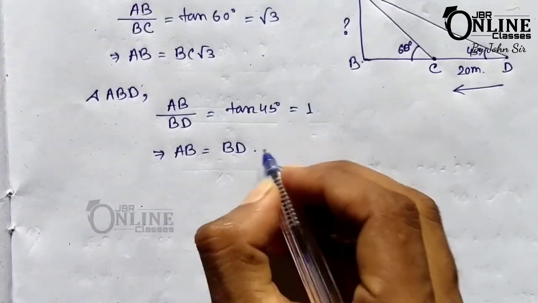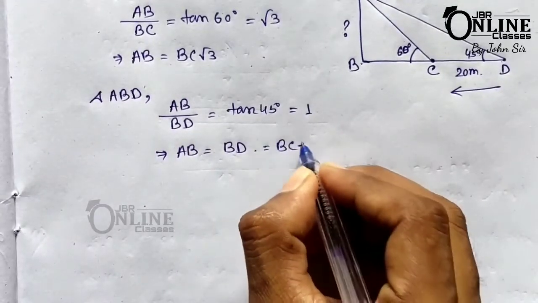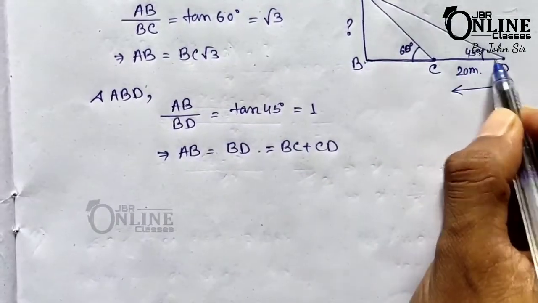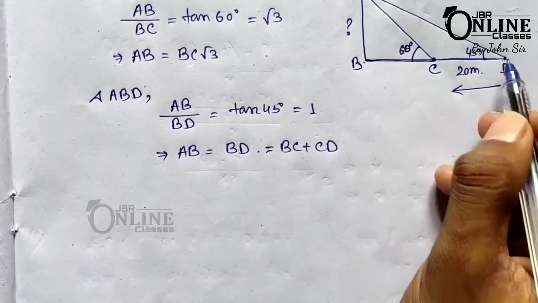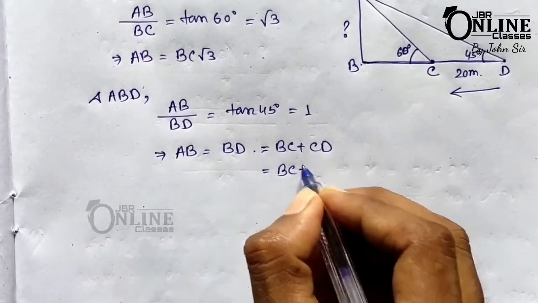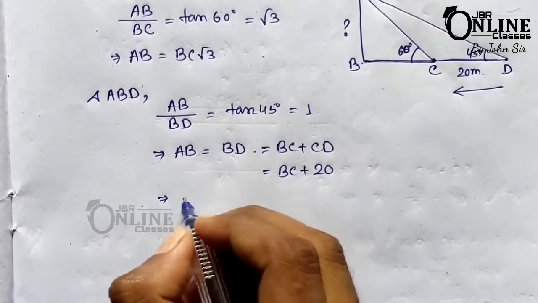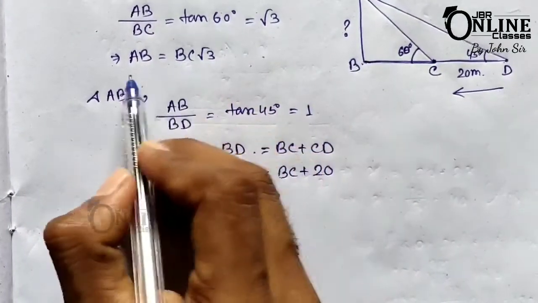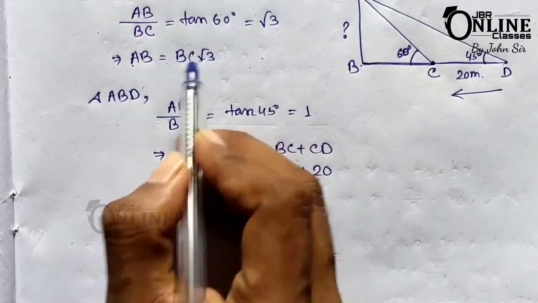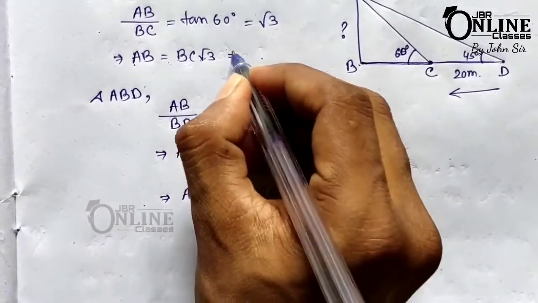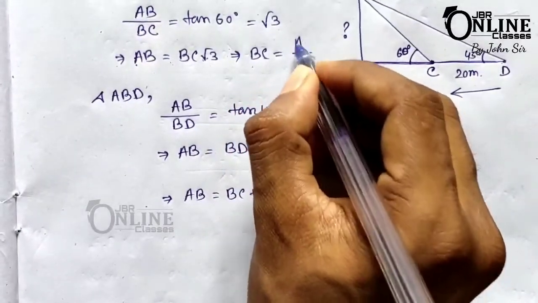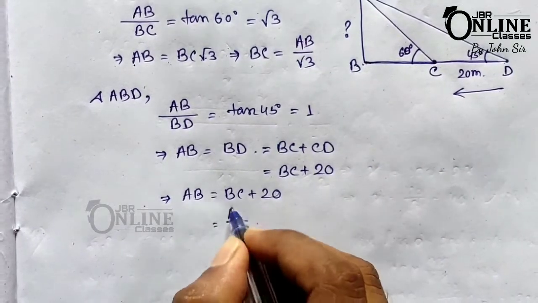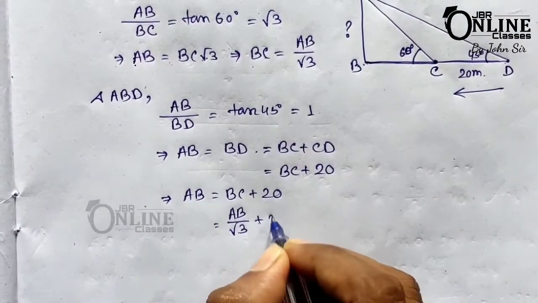Now BD equals BC plus CD, and the value of CD equals 20. So you can write that AB equals BC plus 20. Now AB equals BC root 3, so we can write BC equals AB by root 3. In that place, BC changes into AB by root 3, plus 20.